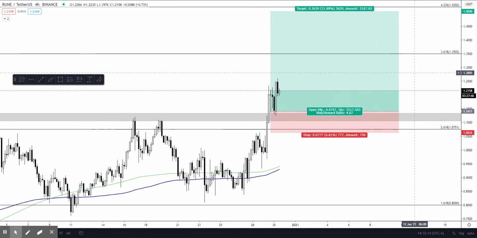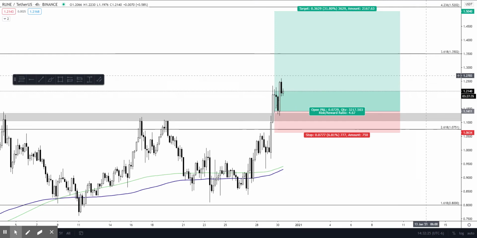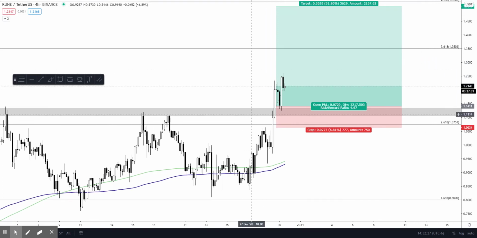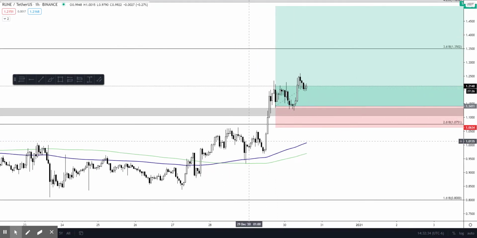DK sent the idea. I already had notifications for this if it broke out. We had confluence, and he said, all right, I'm going to send it to the group. So hopefully you saw that trade because it is in profit at the moment. It looks great. We're continuously making higher highs and higher lows on these lower time frames. We jump into the hourly, and this is very much a bullish market structure.